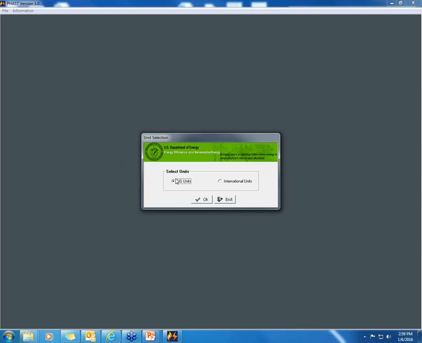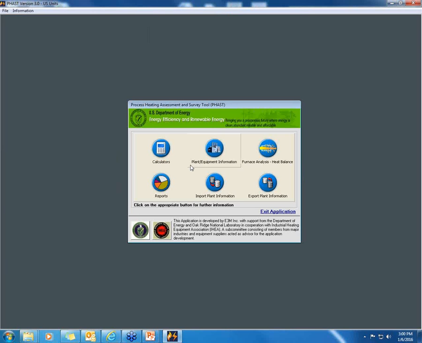Then again, that's the second question, select units for your data analysis. From a unit point of view, you basically have 2 options: US units, imperial units, or you basically go with international units. In this case, let's go ahead with US units. Once you answer those 2 questions, now you see this main screen, the FAST 3.0 main screen. So you have calculators, you have plant or equipment information, then you have furnace analysis, heat balance button right here, and then you have different reports.